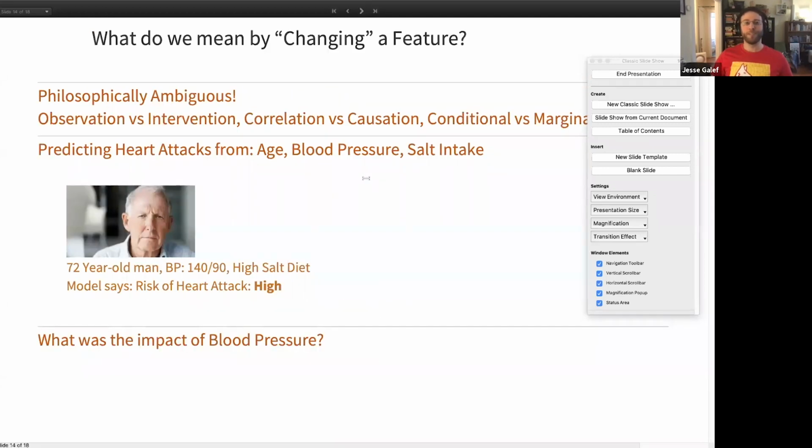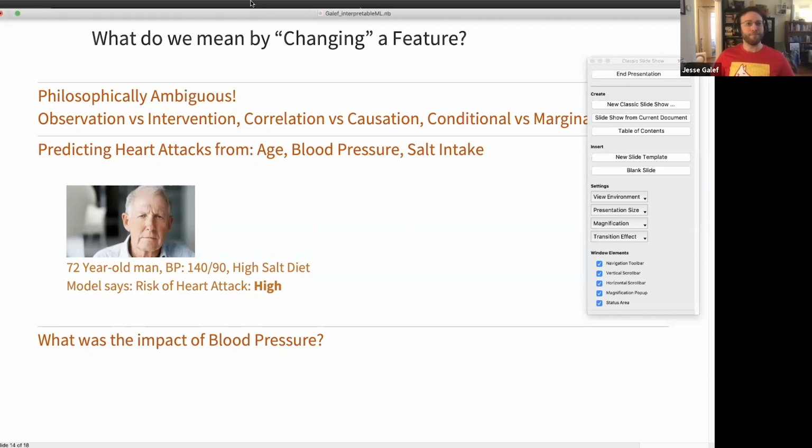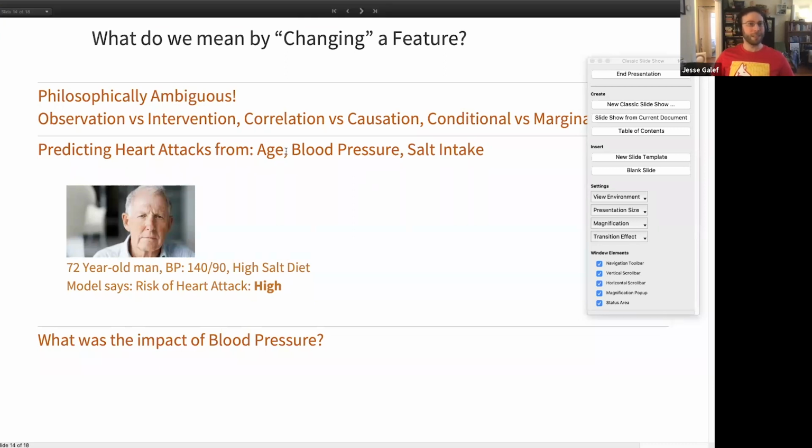This is where it starts to get philosophical, but what do we mean by changing the feature? It's not clear. There's discussion and there are pros and cons of different approaches, but let's take a case where we're trying to predict heart attack risk from age, blood pressure, and salt intake. So here's a man, 72 years old, has very high blood pressure, I think. I think that's very high, and has a high salt diet. And our model says that the risk of heart attack was high. And we want to know what the impact of blood pressure was.